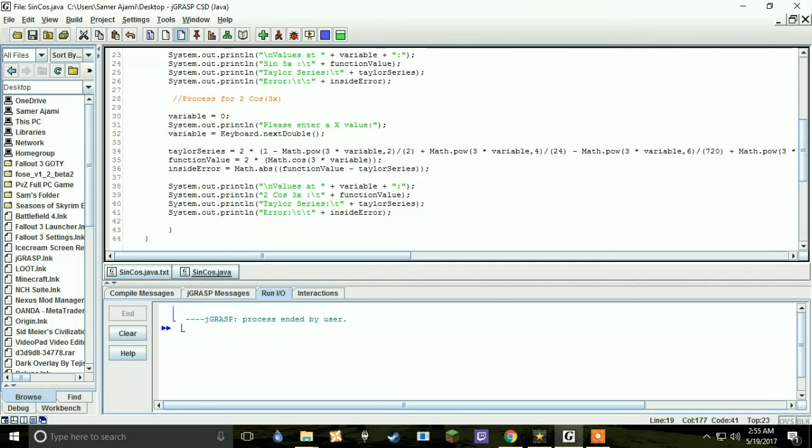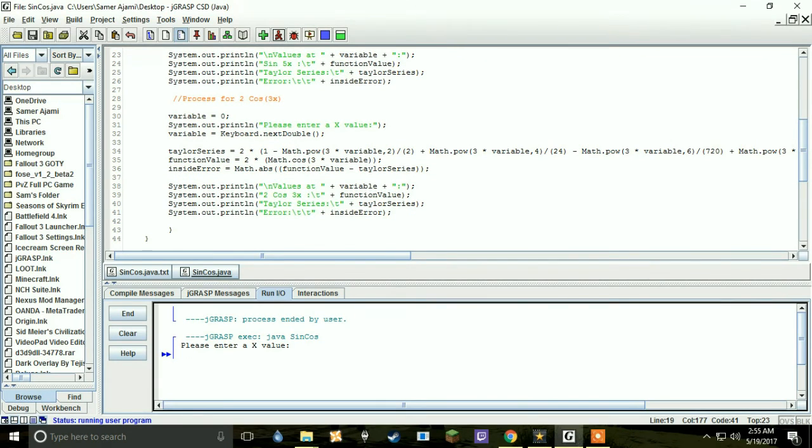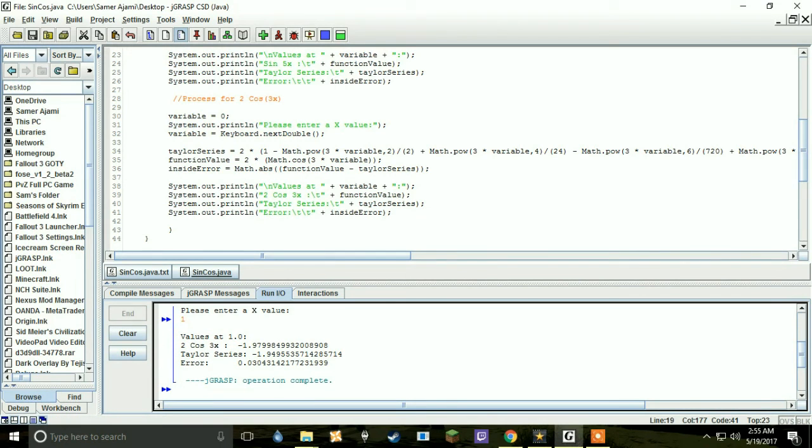Same thing with cosine. Watch. 1. Okay. It finds that the value at 1 of sine 5x is negative 0.95. The Taylor series is 0.089. The difference is 0.104. Let's try that at cosine. It finds that at 1, 2 cosine 3x is negative 1.97. Taylor series says it's negative 1.94. Pretty close approximation. There's the error.